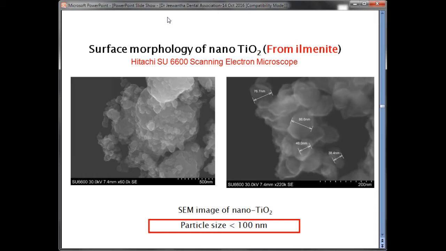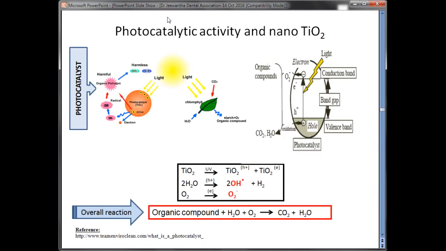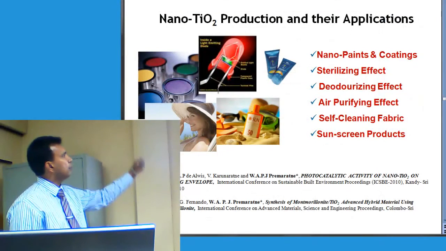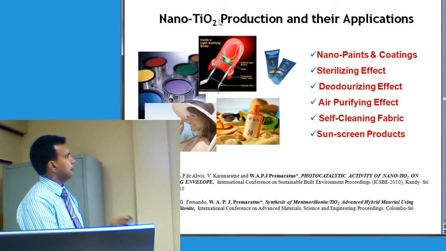So with respect to nano titanium dioxide, they have different activities, like photocatalytic activity. If I tell you photocatalytic activity, what is titanium dioxide? They can be used in nano paints and coatings, sterilizing effects, deodorizing effects, air purifying effects, self-cleaning fabric, sunscreen products and cosmetics. Why? Because when you incorporate this titanium dioxide nanoparticle.